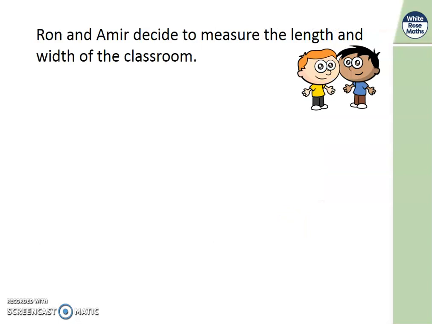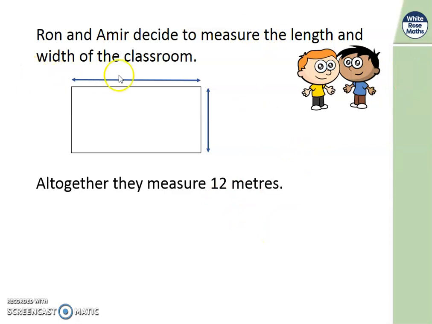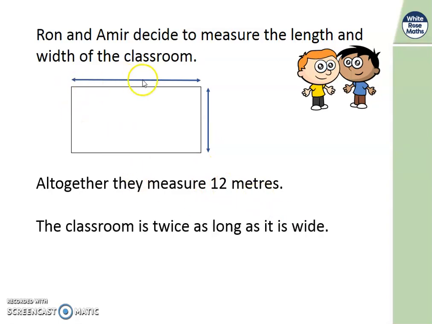Ron and Amir then decide to measure the length and width of the classroom. Here's a picture of the classroom. That's the length of the classroom, and that's the width of the classroom. If you were going to measure a room, maybe you could measure a room in your house instead of the classroom. All together, when they added up this side, add this side, it measures 12 metres. The classroom was twice as long as it is wide.